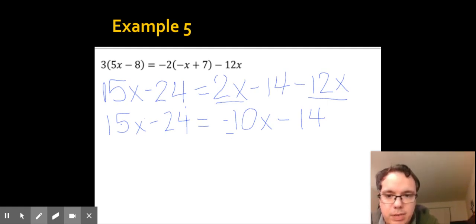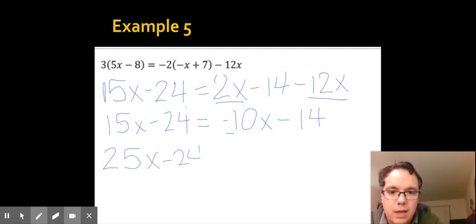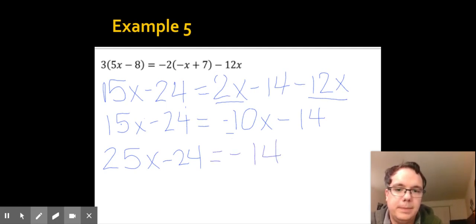So 15x plus 10x is 25x. And a negative 10x plus a 10x cancels out, leaving me with just a negative 14. So now I have variable only on my left side here. So I'm going to follow my rules of solving. So I'm going to add 24 to both sides since it's the inverse.